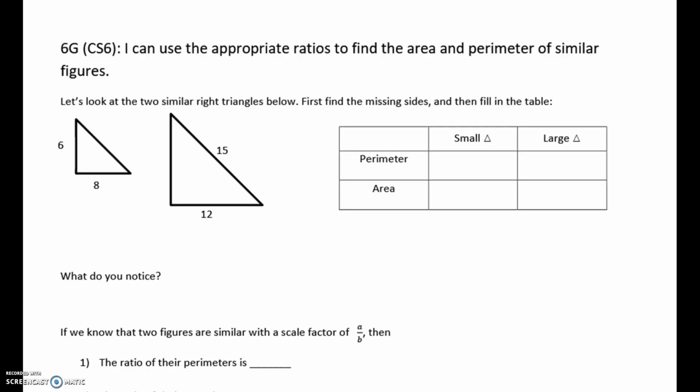Hello and welcome to lesson 6G. I can use appropriate ratios to find the area and perimeter of similar figures.